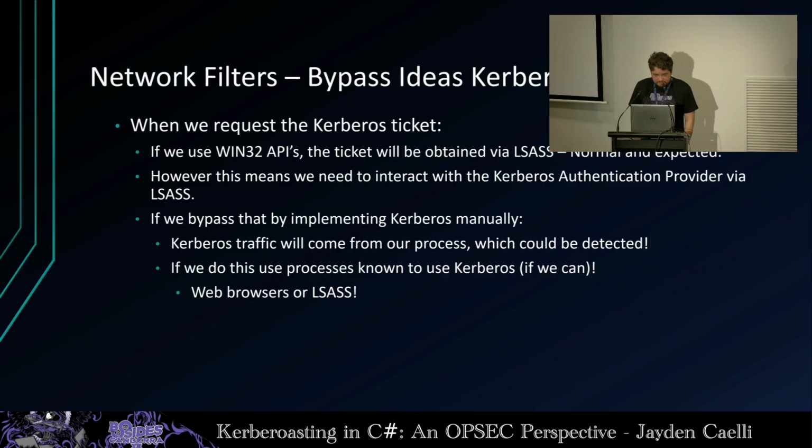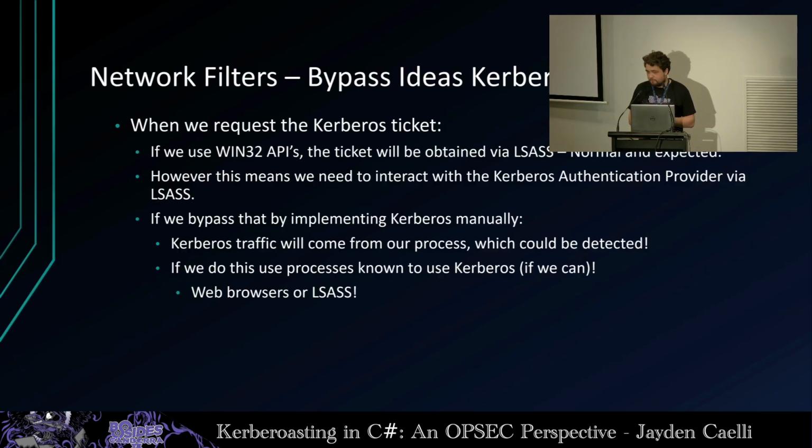So what about Kerberos? When we use the Win32 APIs and the way that I showed it before in C#, we are requesting tickets via LSASS. So the Kerberos traffic will come out of LSASS, which is standard and normal. However, this means we are actually interacting with the OS itself and potentially generating more telemetry and could be detected easier. So how could we do this?